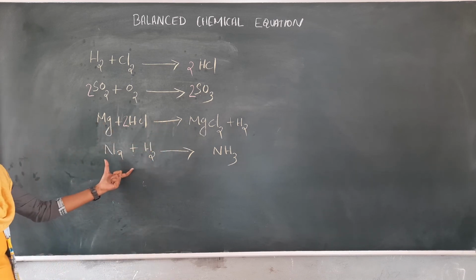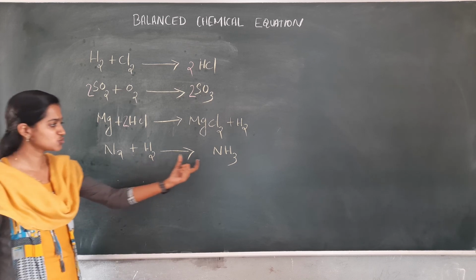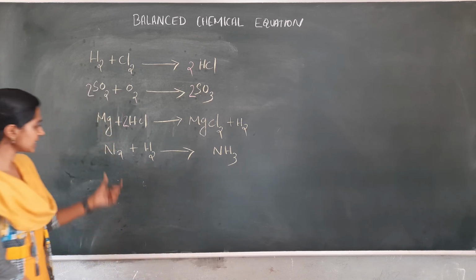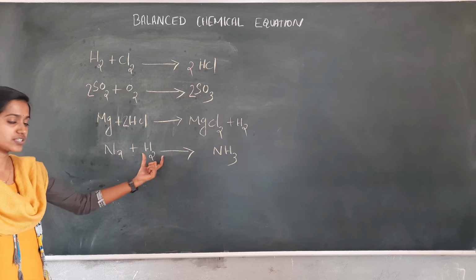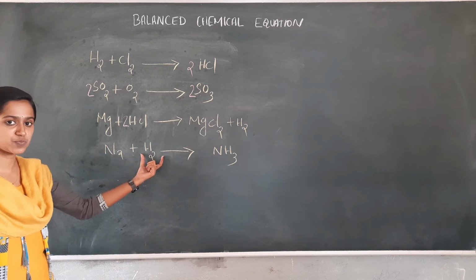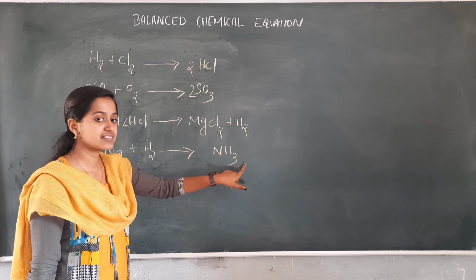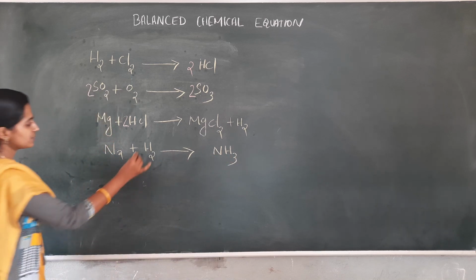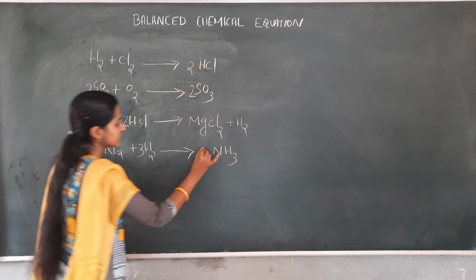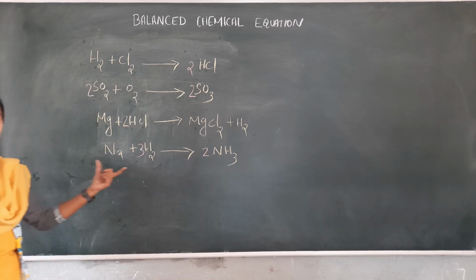In the last equation, the formation of ammonia, nitrogen reacts with hydrogen to produce NH3. Here on the reactant side, 2 nitrogen atoms are present and 2 hydrogen atoms are also present. But on the product side, only 1 nitrogen is present but 3 hydrogen are present. So in order to balance this equation, here we put the coefficient 3 and here we put the coefficient 2. So this equation is also balanced.